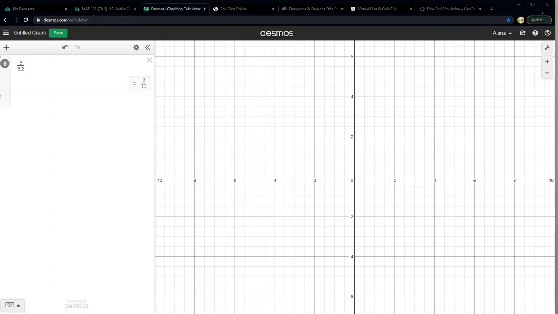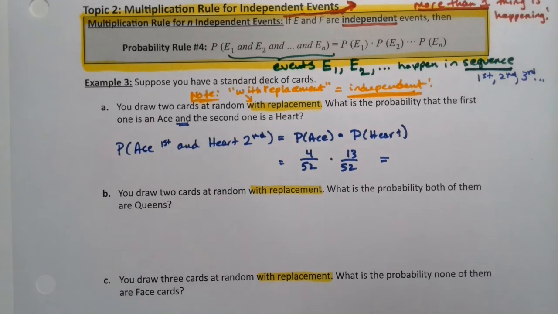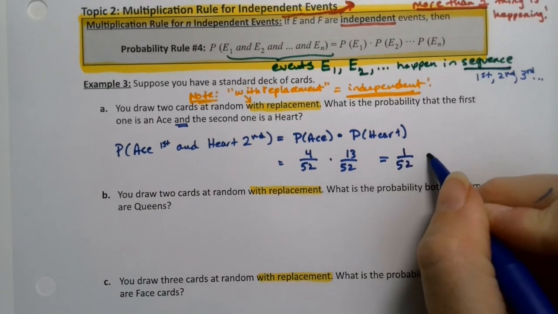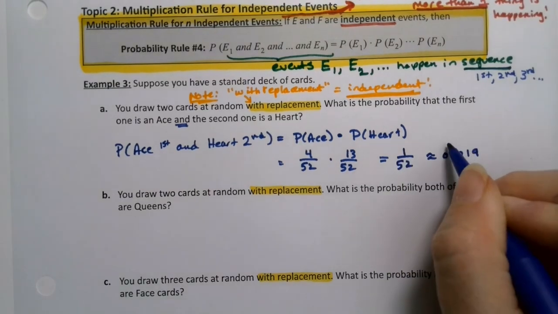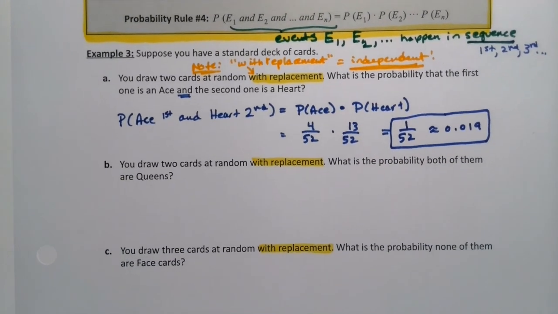If you want to use Desmos, just a little reminder on how to use Desmos to find fractions. So 4 divided by 52, I have to kind of arrow over to get myself out of that denominator, times 13 divided by 52. You can see it's giving the decimal, and if I click over here on the left, it turns it into a fraction. So it's 1 out of 52, or 0.019, roughly. Either one of those is acceptable, depending on what you were being asked to do.